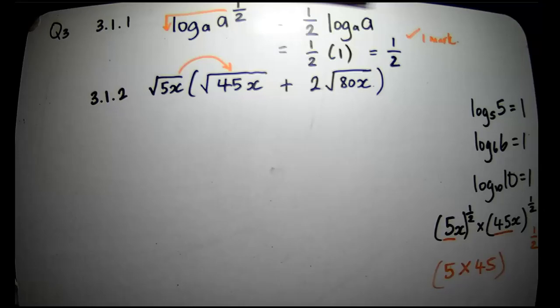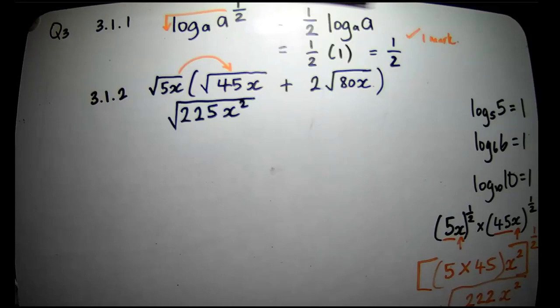So we have 5 times 45. Those are our main numbers. And then we have x squared, right? So x times x is x squared. And we have all of that to the half. So making sense of it, 5 times 45 will be 225 x squared. So not 222, but rather 225 x squared. I made a small mistake here. And then we're going to have the 2.